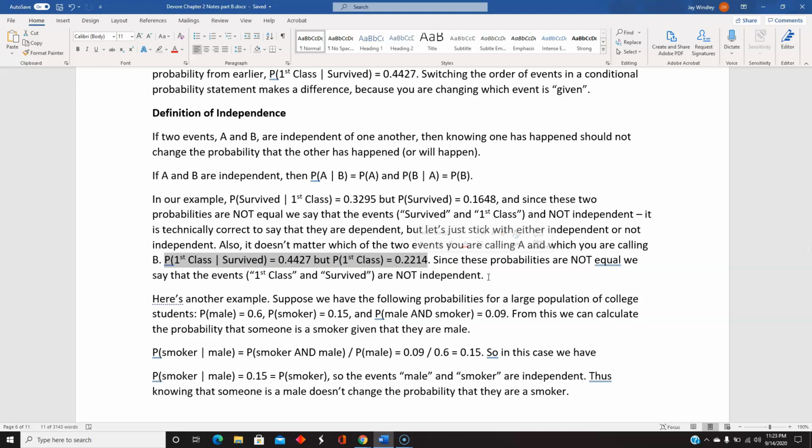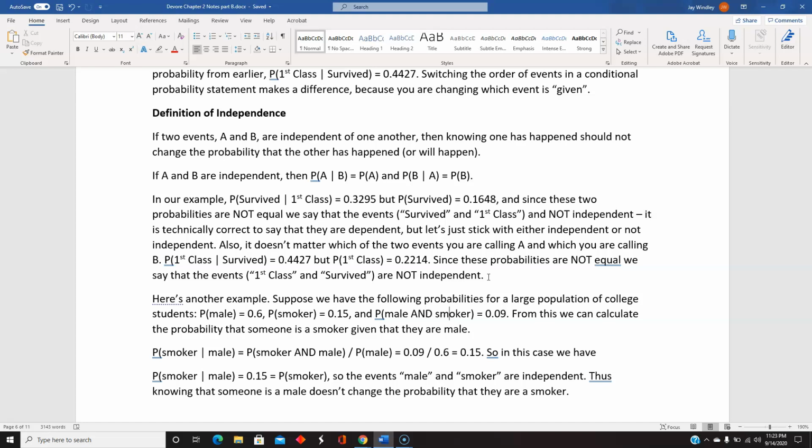So I gave you an example of not independent. Here's an example of something that is independent, or probabilities that show us that two events are independent. Suppose we have the following probabilities for a large population of college students. The probability of a student being male is 0.6. The probability of a student being a smoker is 0.15. And the probability that someone is a male and a smoker is 0.09.